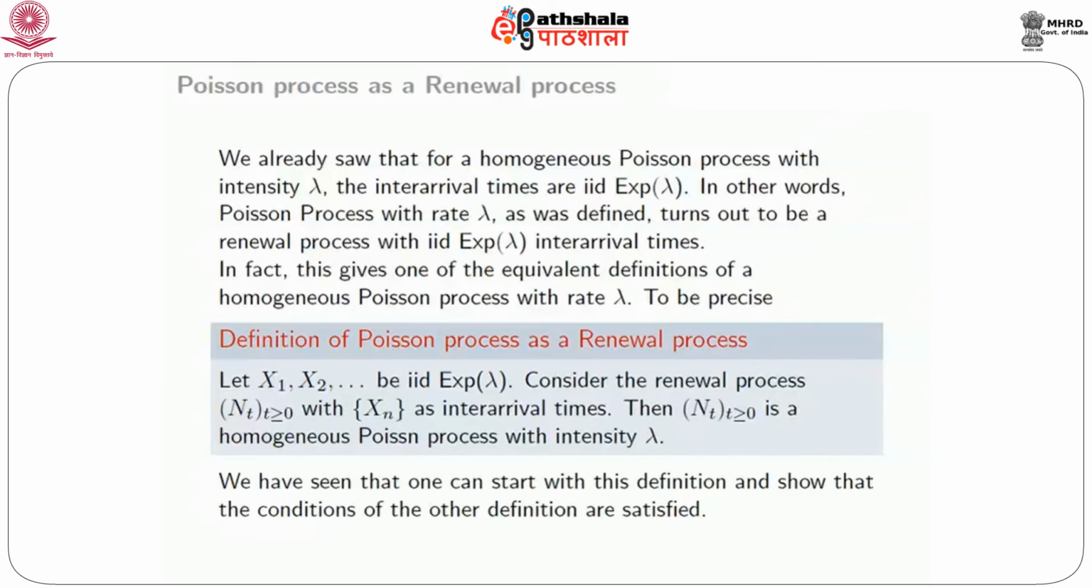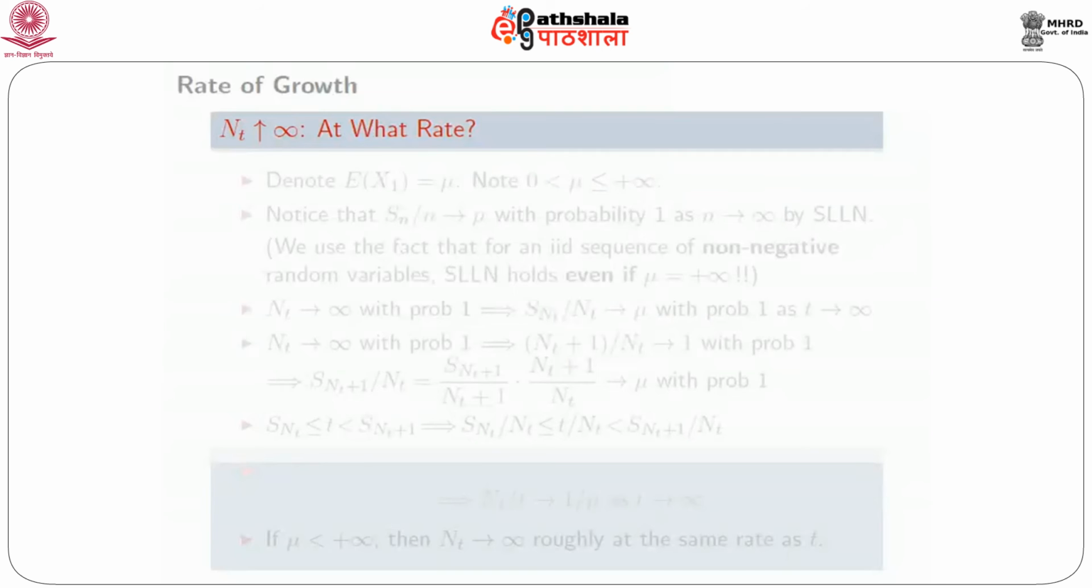To be precise, so this is something we have seen: the definition of Poisson process as a renewal process. So let X1, X2, etc. be IID exponential lambda. Consider the renewal process Nt, t greater than 0, with Xn as interarrival times. Then Nt is a homogeneous Poisson process with intensity lambda. Now this is nothing new, we have already seen it. We have seen that one can start with this definition and show that the conditions of the other definition are satisfied. So this is just to point out that the Poisson process, which we have already studied, is a special case of a renewal process.